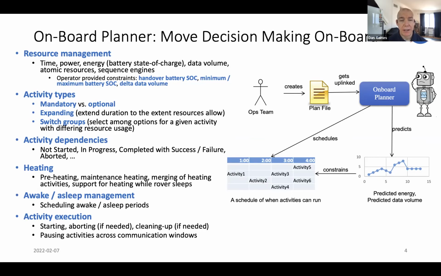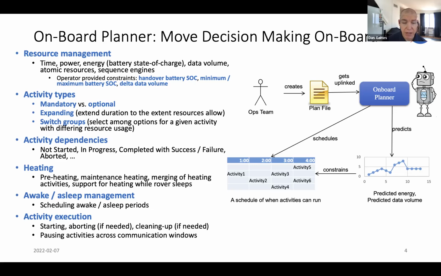But then in addition to that, the operators can give some bonus activities or extend existing activities to say, do more of this activity or do additional activities as long as you can maintain this level of battery state of charge going into the next plan. And then the onboard planner has the authority to try to add additional things to the plan. Activities can have dependencies on one another. For example, for one activity you can say don't start until another one is finished. We've talked about heating already.